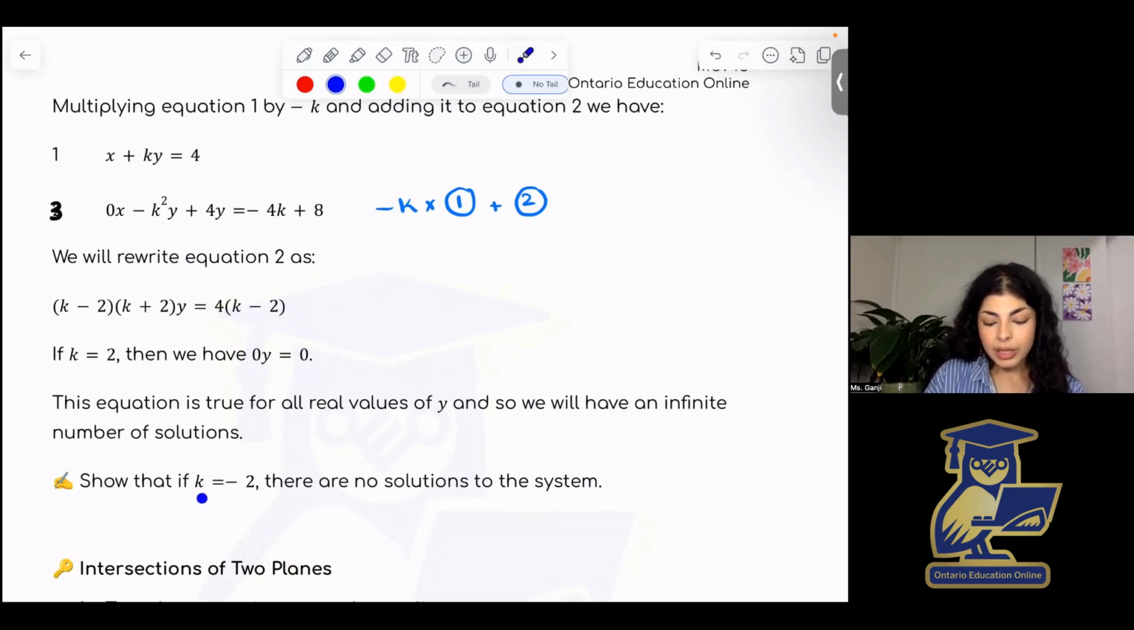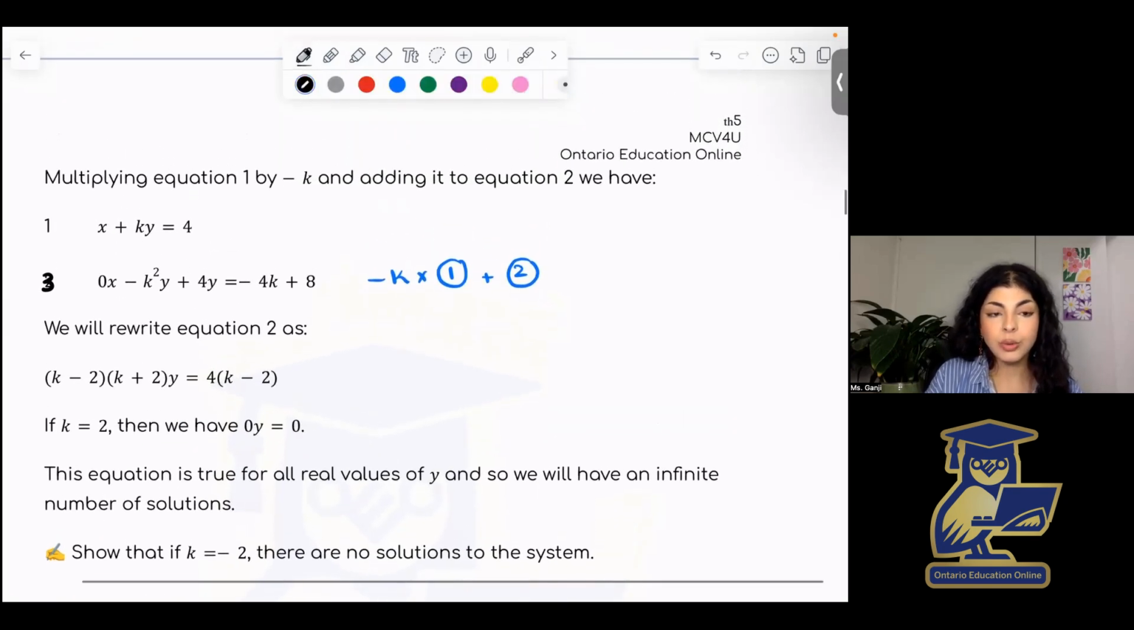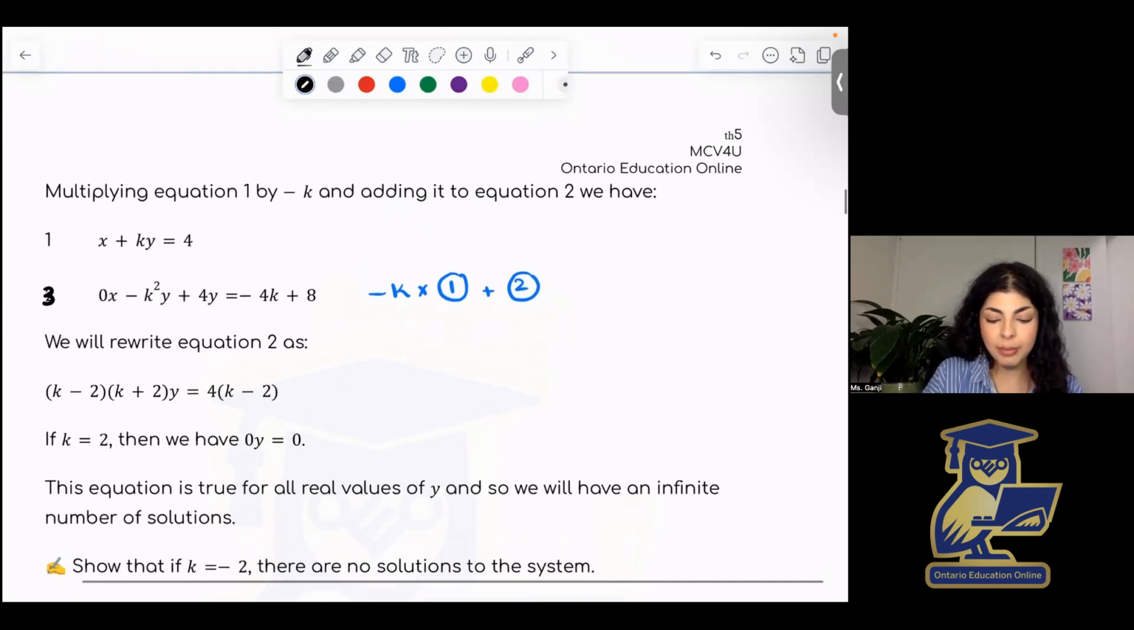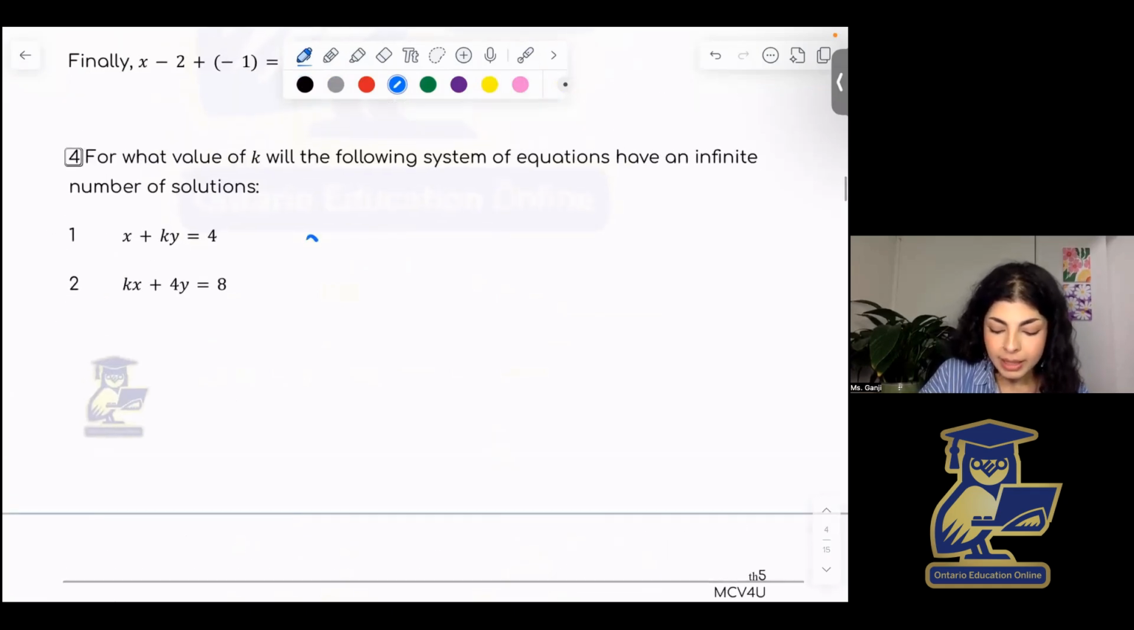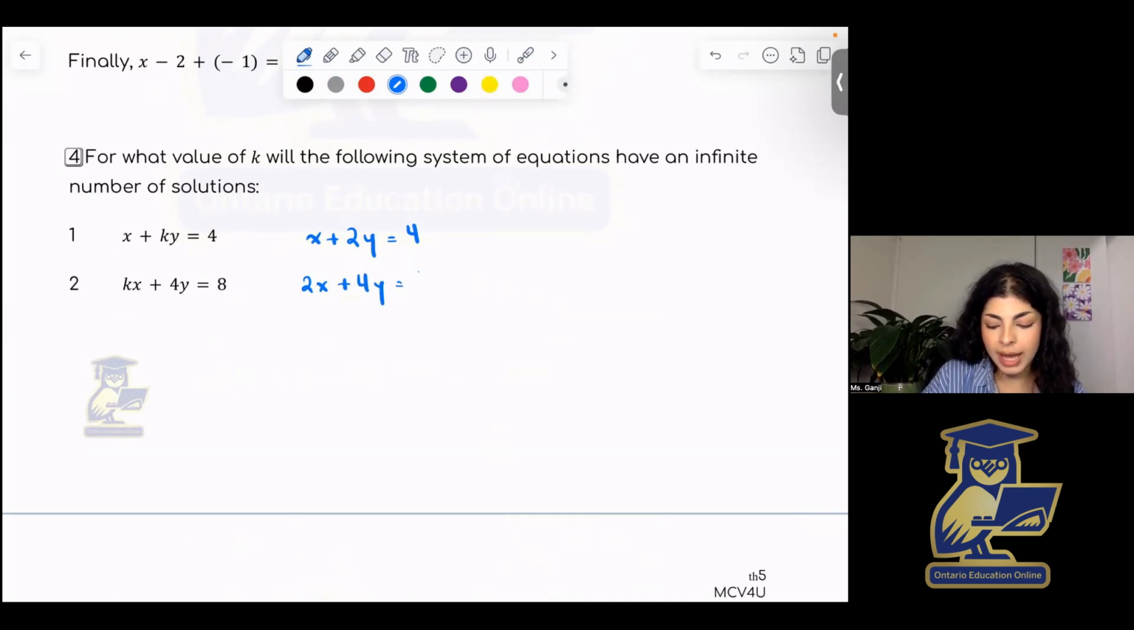And you can also show that when k is equal to negative 2, there are no solutions to this system, because you will end up with your left-hand side and right-hand side not matching. Now, I'm going to pause here to make a connection between this example and the last example. If k is 2 here, this will be x plus 2y is equal to 4. And here we have 2x plus 4y is equal to 8. Do you see that equation 2 is just equation 1 times 2?